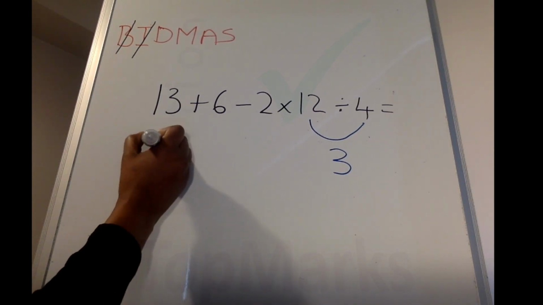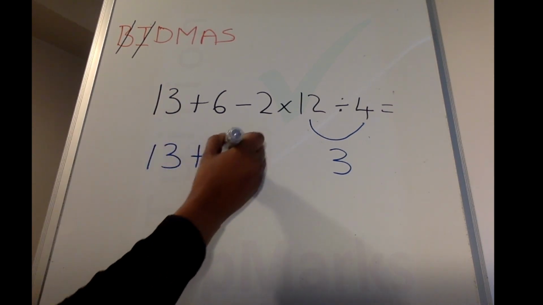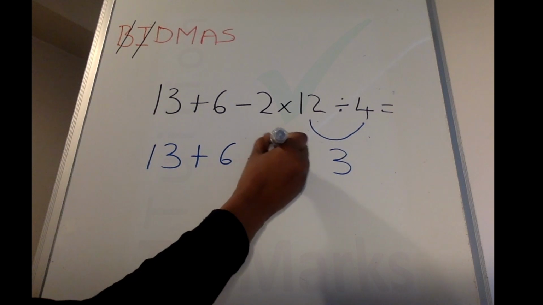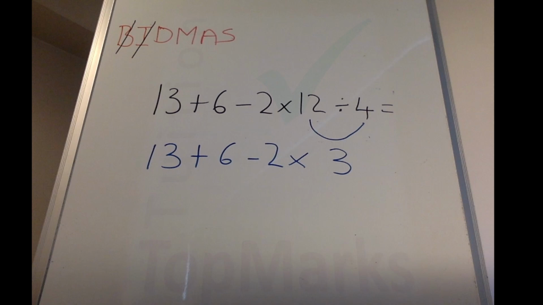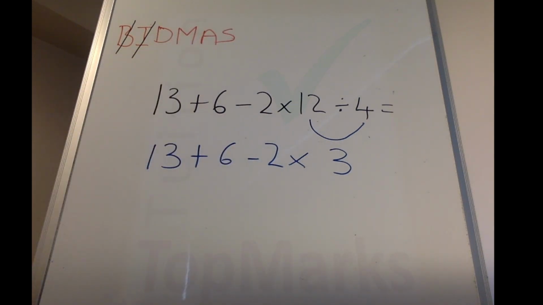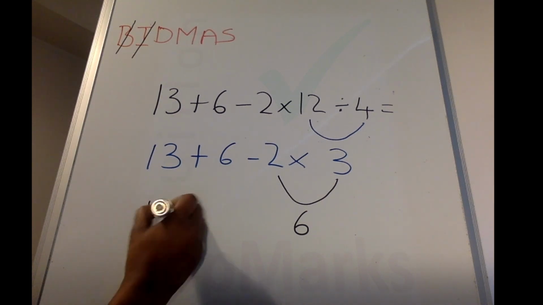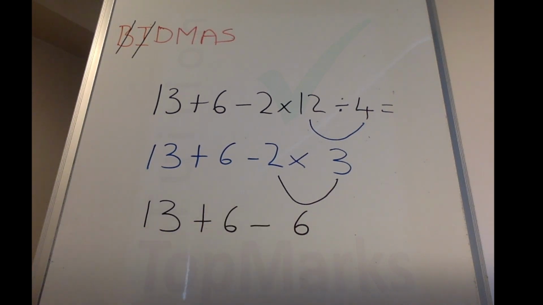The next step of my calculation is this. 13 plus 6 minus 2 times 3. According to BIDMAS, I should do the multiplication calculation next. 2 times 3 is 6. So the next step in my calculation is this. 13 plus 6 take away 6.